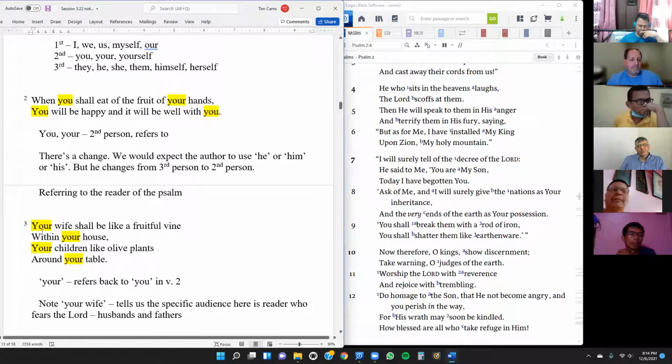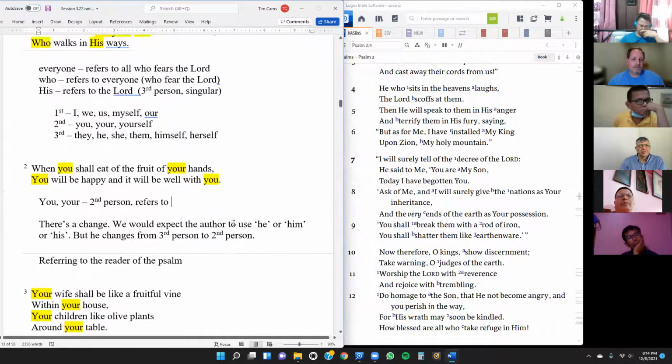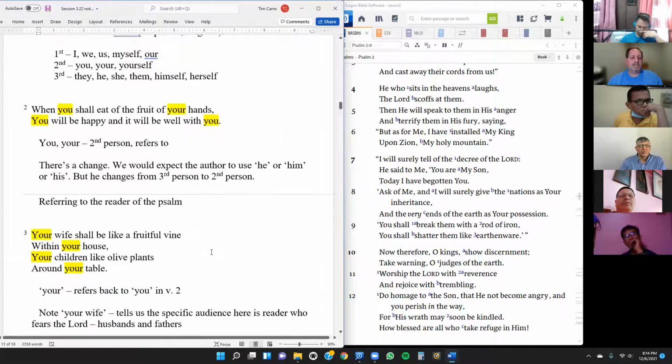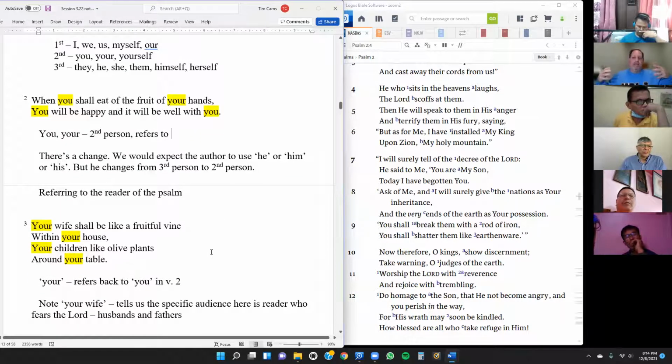And how do we know that? Because of verse 3, your wife, your children. So the you here is husbands and fathers in particular. So the psalmist presents a general principle. How blessed is everyone who fears the Lord. And then he says, now I want to aim the rest of my psalm to a specific group. That is to husbands and fathers, to you men.